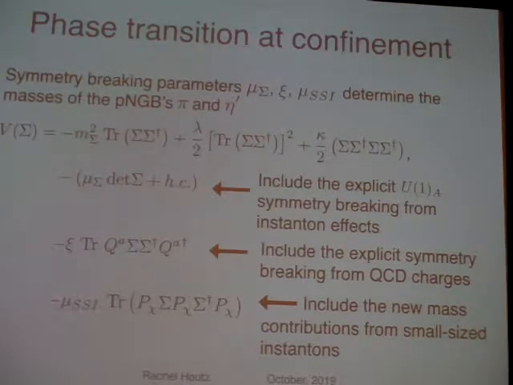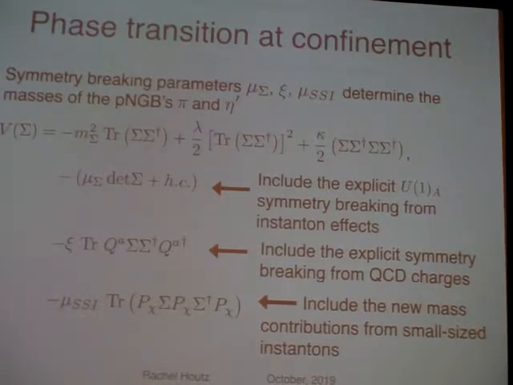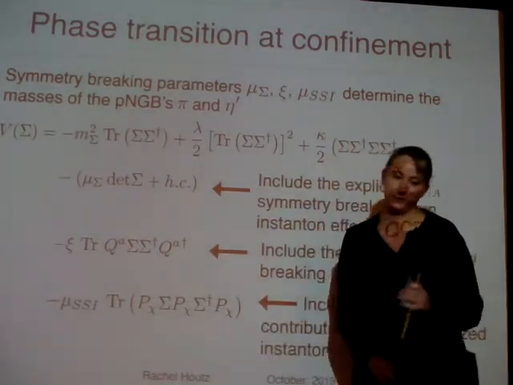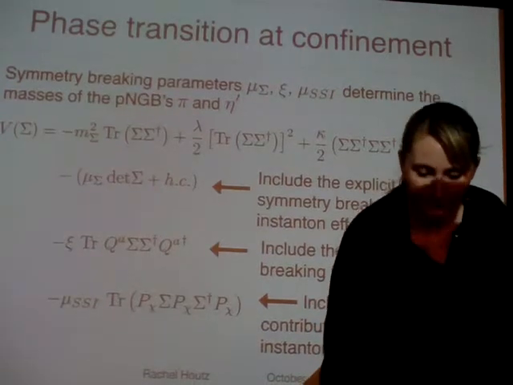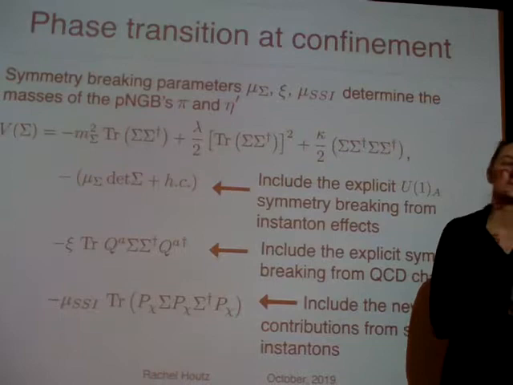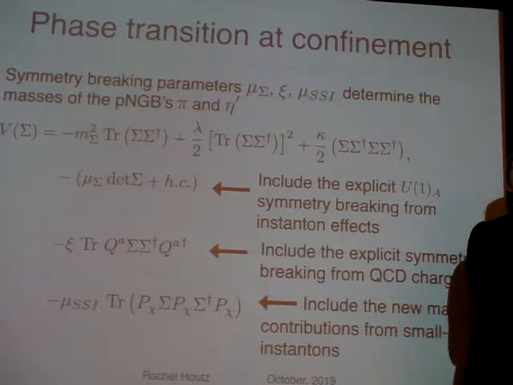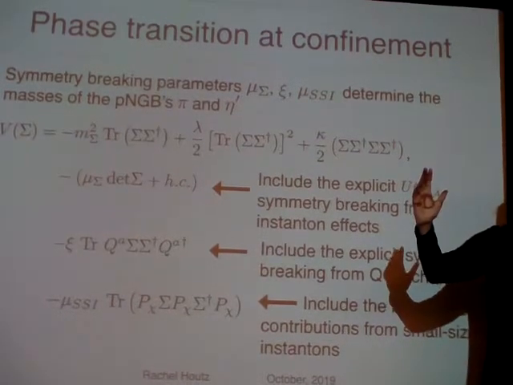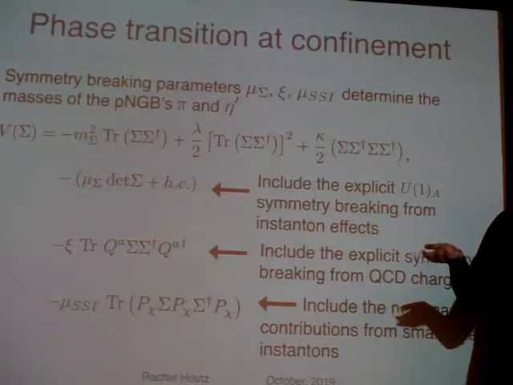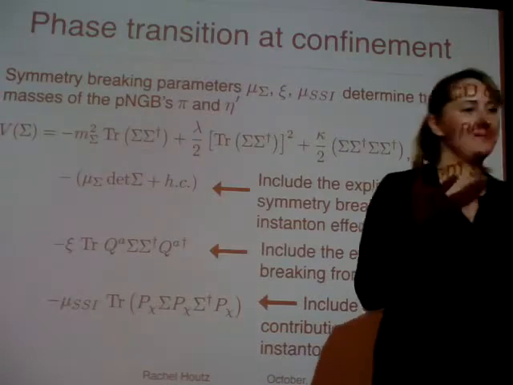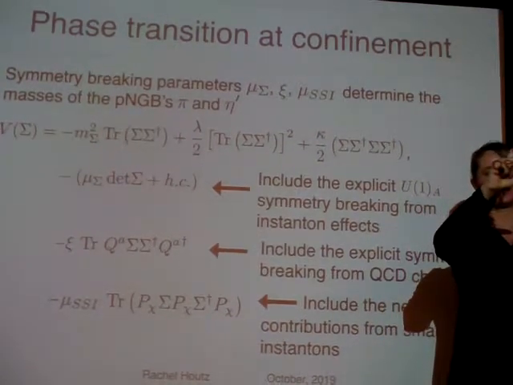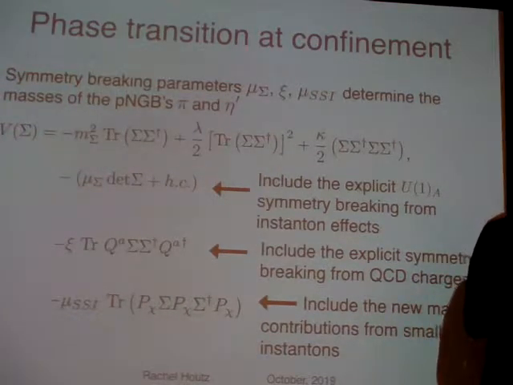And then finally, in order to include the new mass terms from the small size instantons, we include a term in the low energy effective theory that goes like this, with mu_SSI. And so if you turn these terms on, P is a projection operator. Because remember, the small size instanton effects only talk to one flavor of the four flavors in the sigma matrix. I don't know if it's the right thing to do, but it's what we did. It seems to make sense. Because the small size instanton effects don't talk to three of the, so like the 3x3 upper corner.